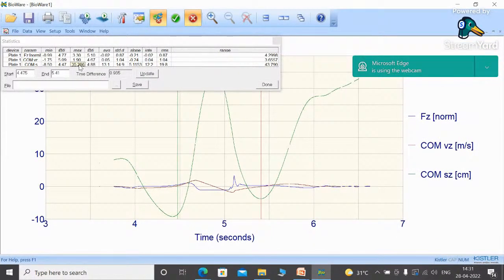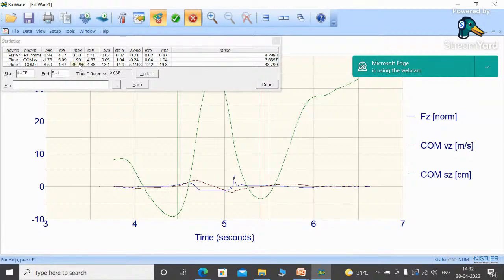Center of mass displacement is 35 centimeters. Now, you should not confuse center of mass displacement with the jump height. Whenever I'm trying to jump, my center of mass has already displaced. By the time I'm about to take off, I am in this position, so my center of mass displacement has already taken place.